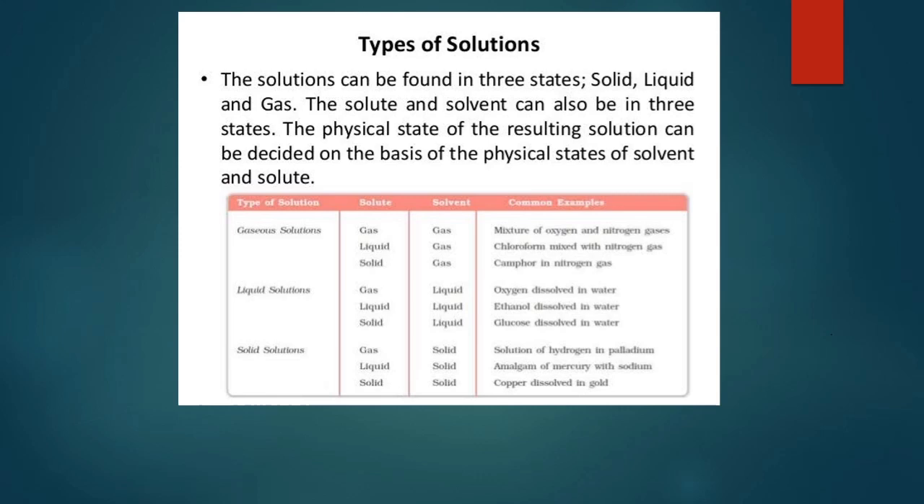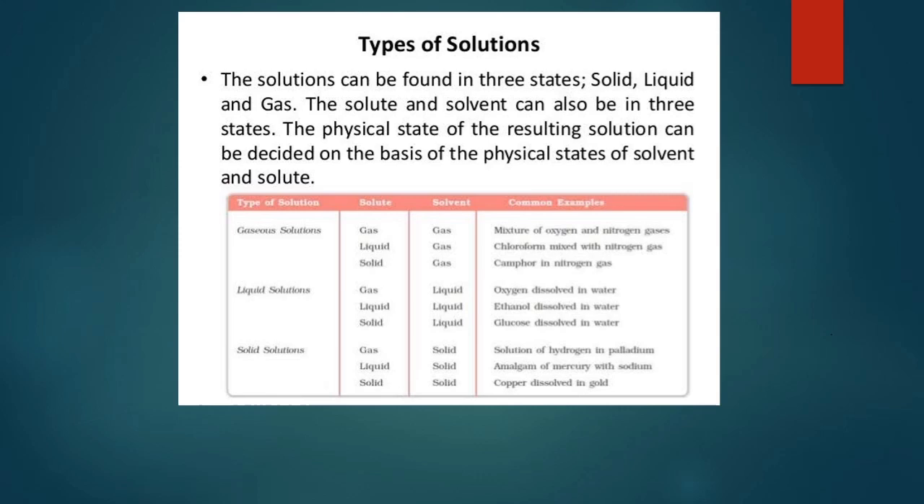So whichever solvent is large, that decides the state of that solution, or the type of the solution. If the solvent is gas, it is a gaseous solution. If the solvent is liquid, it is a liquid solution. If the solvent is solid, it is a solid solution. Then in a gaseous solution, three types of solute are present: gas, liquid and solid.